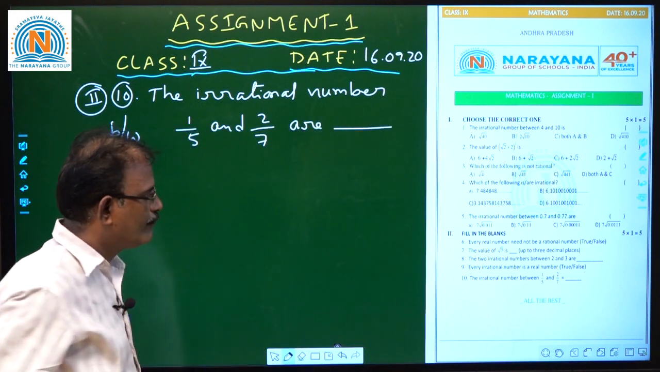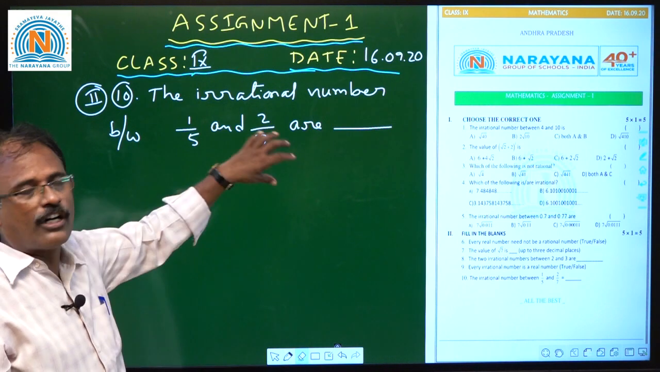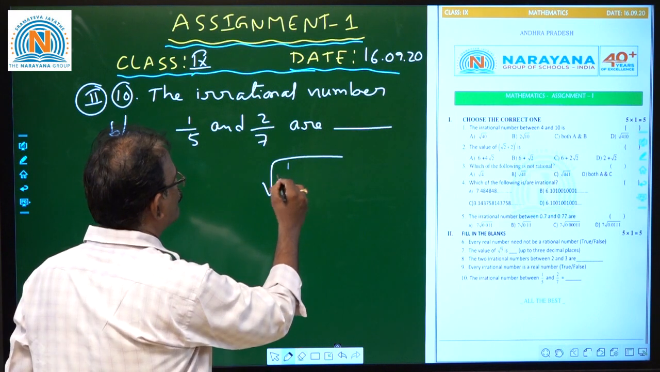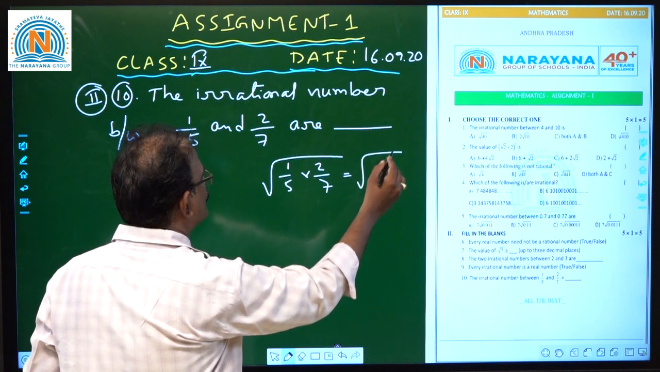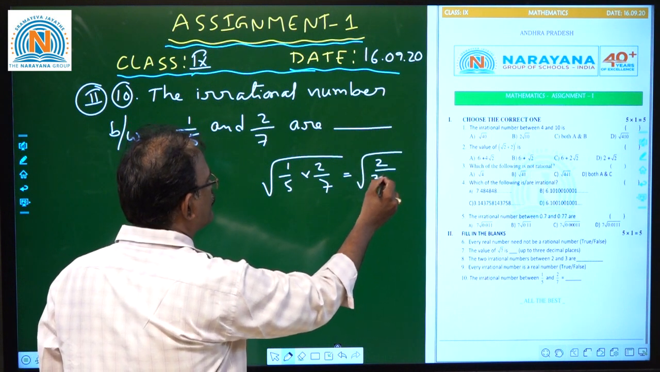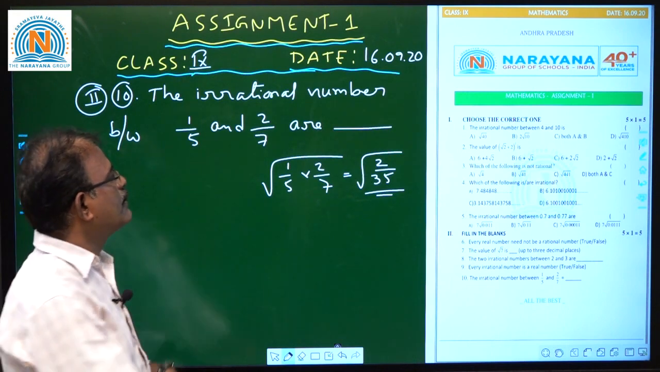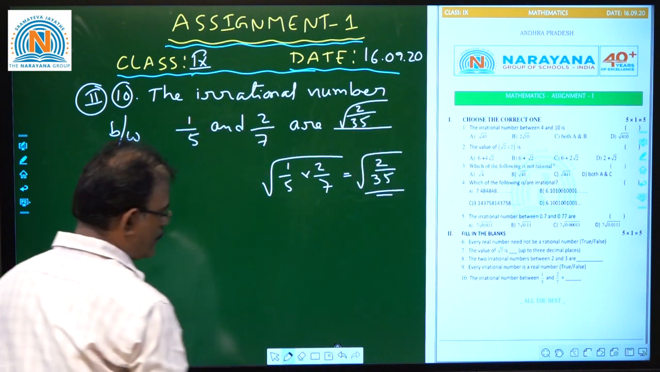Okay. See here, of course, if you apply the formula, you can say this is root of 1 by 5 into 2 by 7, so that becomes 2 by 35, which is one of the answers, an irrational number between 1 by 5 and 2 by 7.